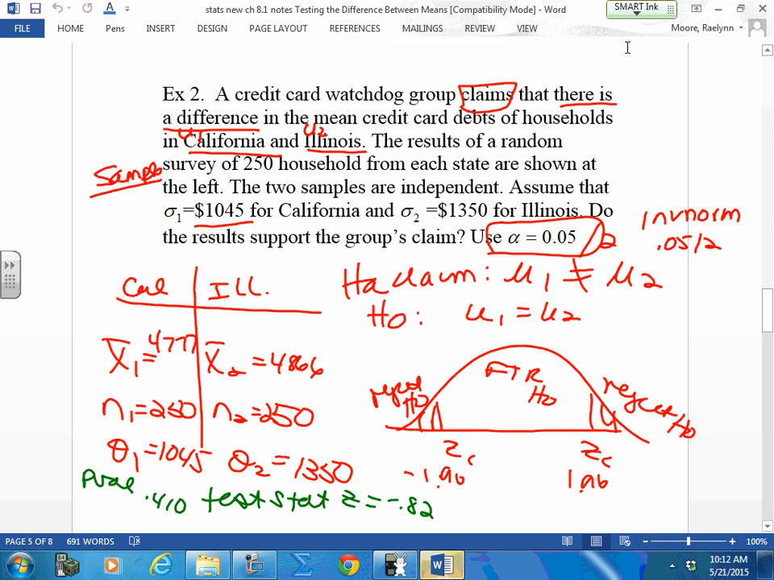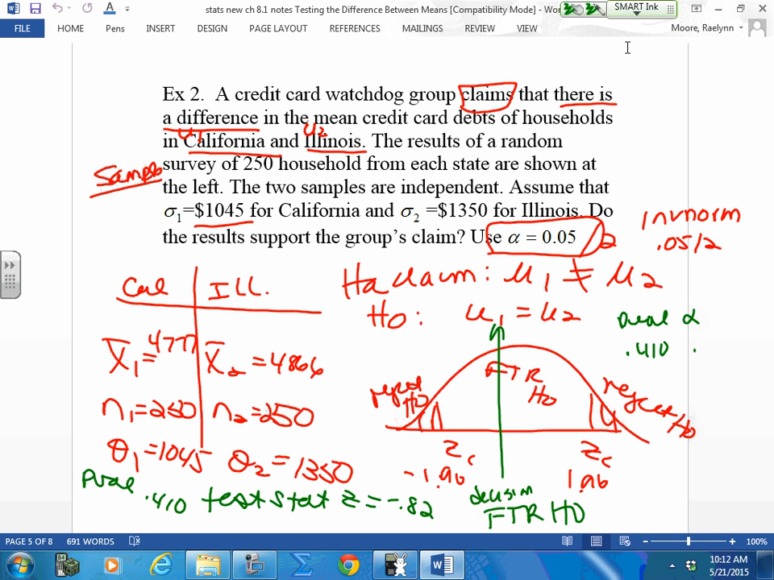Okay, now, all you have left to do is one of two things. If you're testing the z-score, this z-score falls over here somewhere. What is your decision? Fail to reject H0. You could also test your p-val. P-val, level of significance. 0.410 against 0.050, and that's greater. Fail to reject H0. That's it.